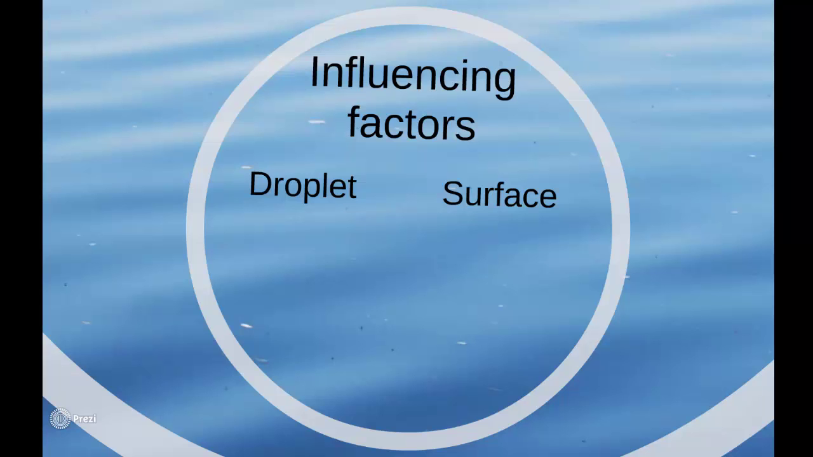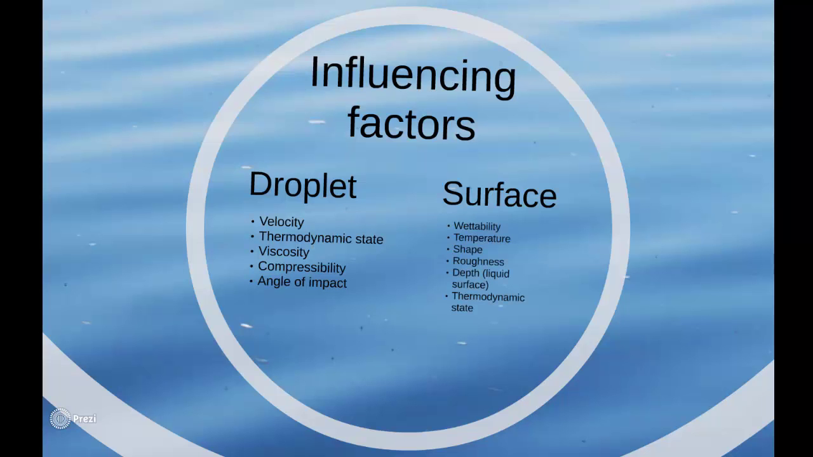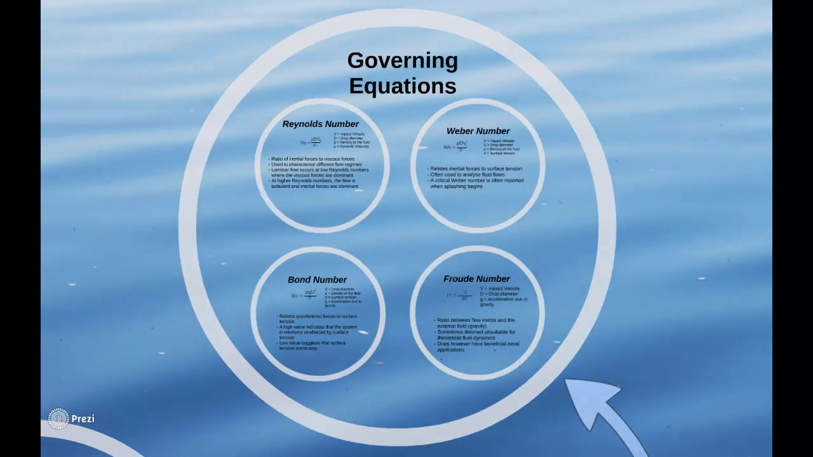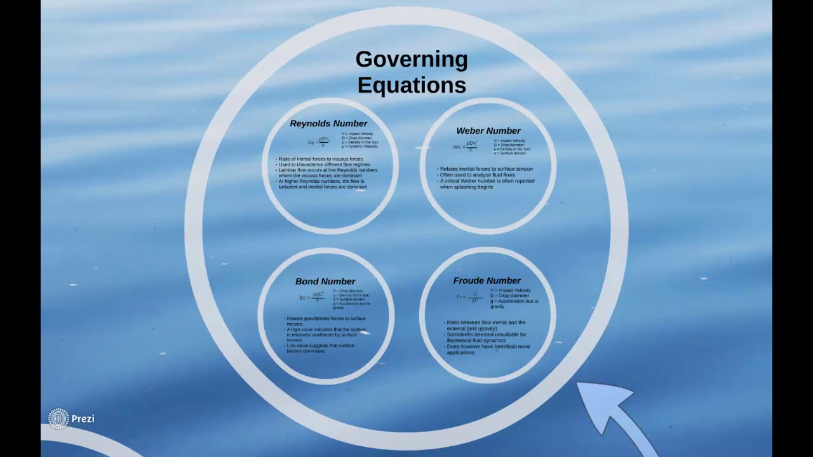Within the droplet category, there are a number of different factors including velocity, as well as the angle of impact. The roughness of the surface, its temperature, as well as other properties can also have an influence. The governing equations of drop impact dynamics can be seen here. These equations can be used to simulate drop impact outcomes for various conditions.